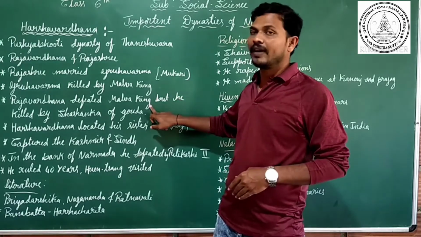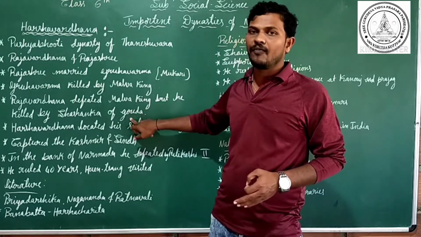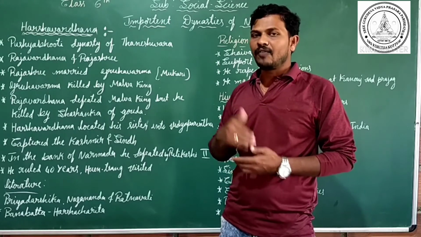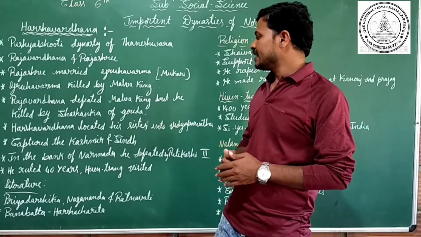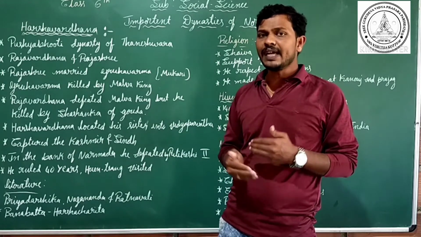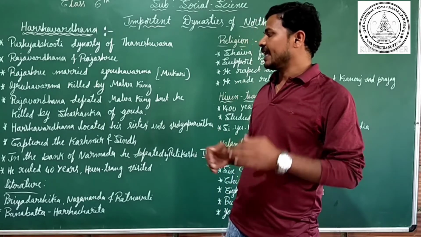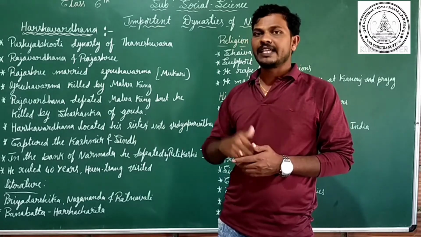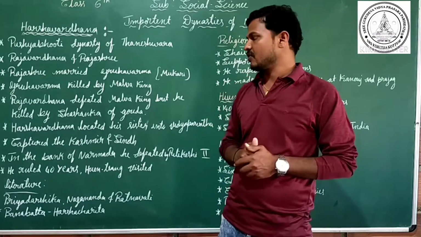He defeated the Malwa king, but Rajavardhana was killed by Shashanka of Gauda. Later, when Rajavardhana died, Harshavardhana ascended the throne, and he located his sister in Vindhya Parvata, one of the forest areas. He captured many places, including Kanauj, and started his rule from Kanauj. Kanauj is the capital city of Harshavardhana.